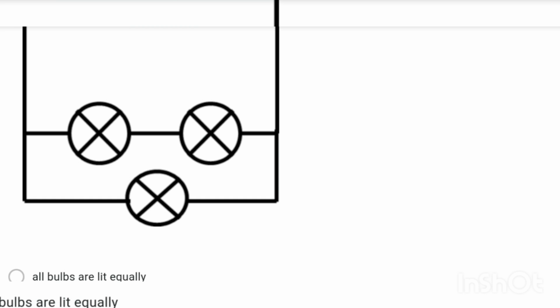Now what will happen? The top 2 bulbs will share the voltage, whereas bottom bulb will have single voltage. For example, if there is a 10 volt supply, then top 2 bulbs will have 5 and 5 volt, whereas bottom bulb will have 10 volt. So bottom bulb will be brighter than top 2 bulbs.